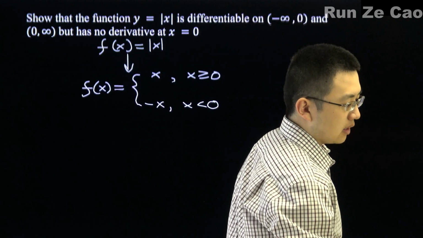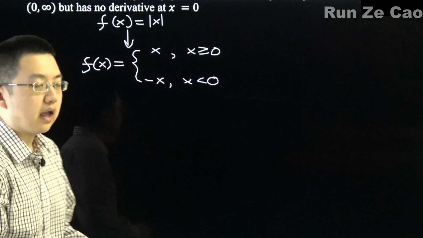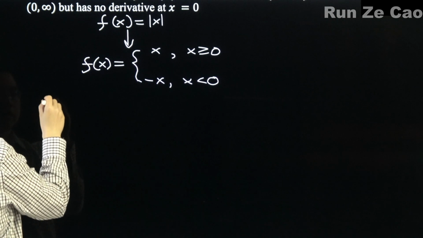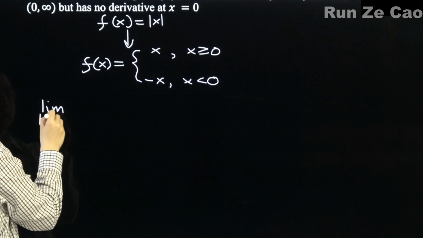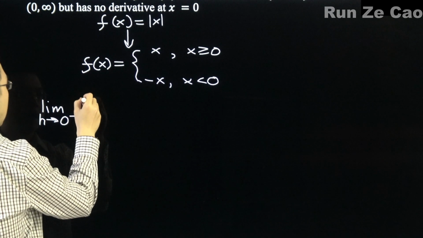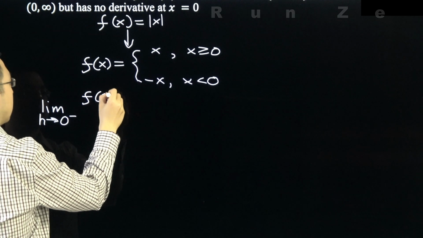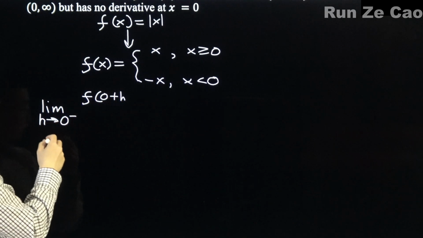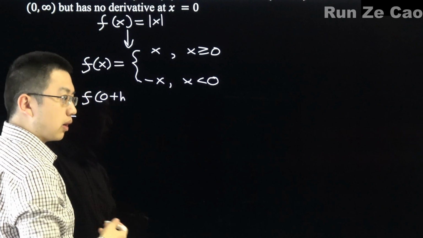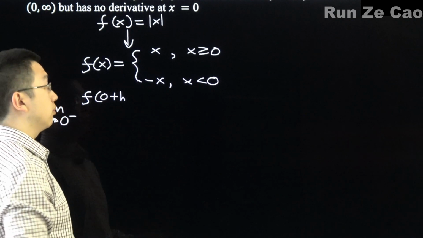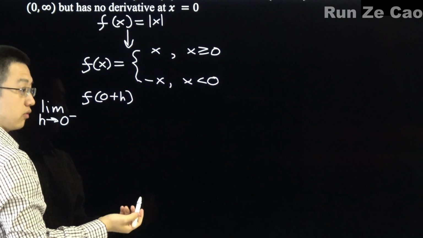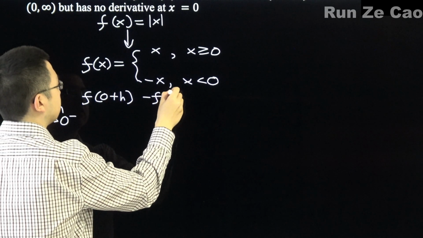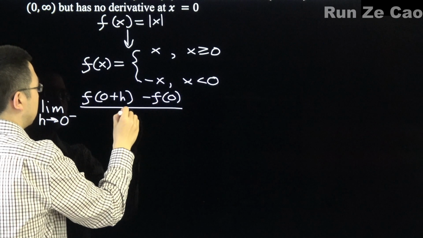So if we were to find the limits of the derivative at f of 0, we would find the limit as h approaches 0 from the negative direction of f of 0 plus h. Why plus h? Why isn't there a sign change? Well, if h is approaching from the negative side, it's negative, so we add a negative number. That makes it more negative, or makes it negative in the first place in this case. Then minus f of 0, and this is all over h.